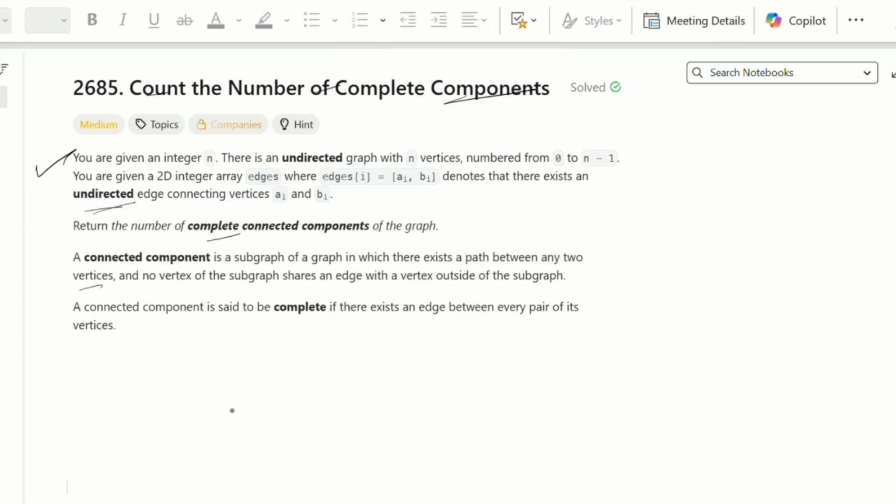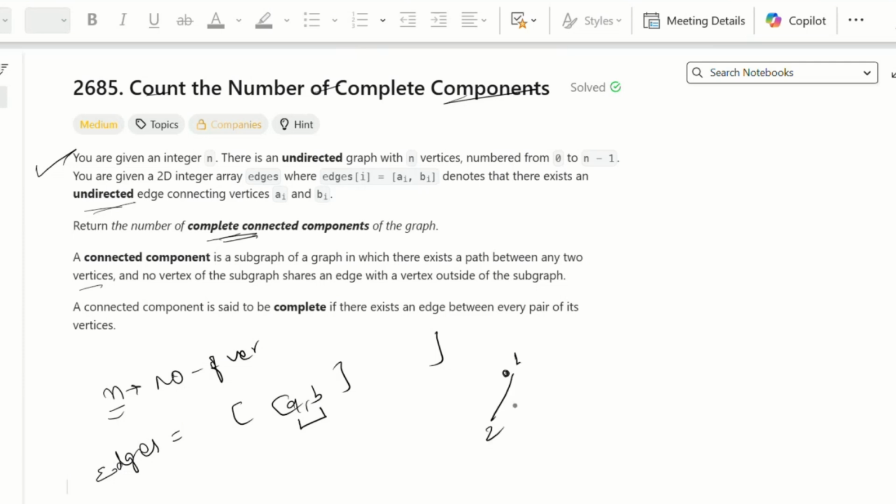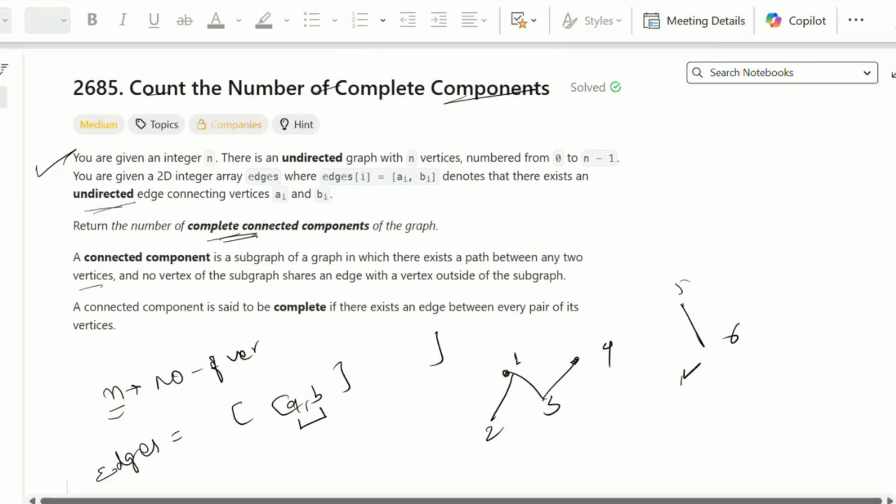So basically what is given in our question is n, the number of vertices, and a 2D vector edges. Each pair a, b denotes that there is an undirected edge between a and b, and we need to find the complete connected components. So what are connected components? If we see there is 1, 2, 3, 4, 5, 6. So this is one connected component and this is one connected component.